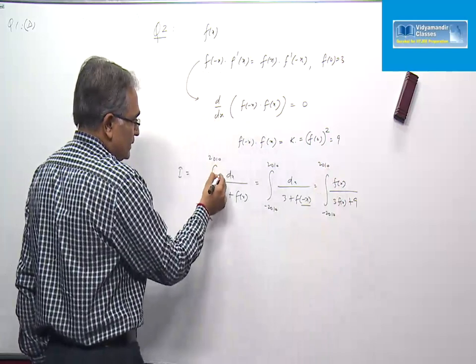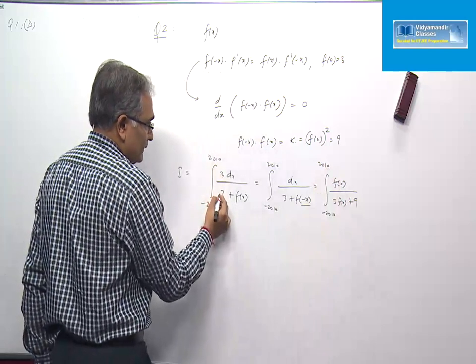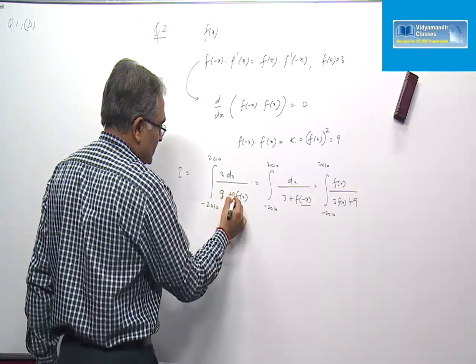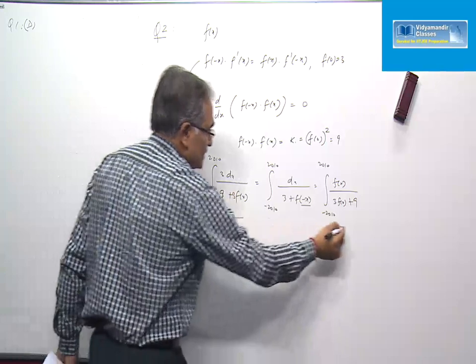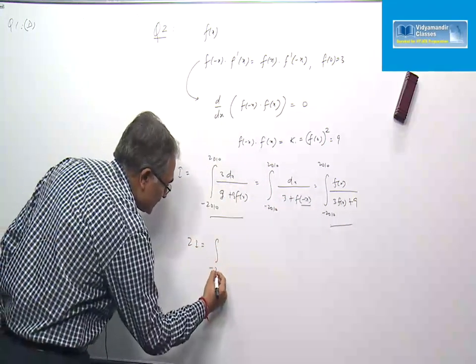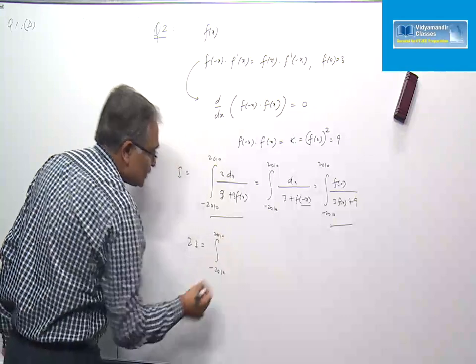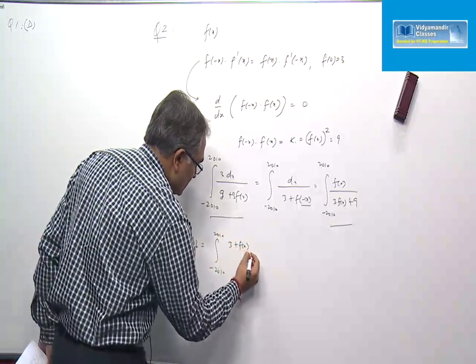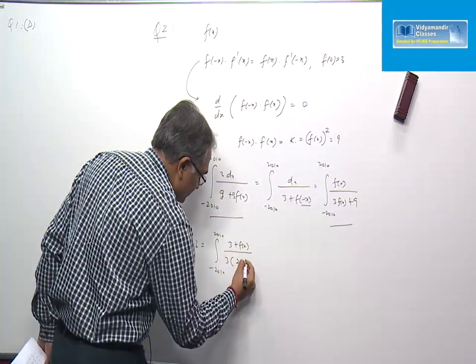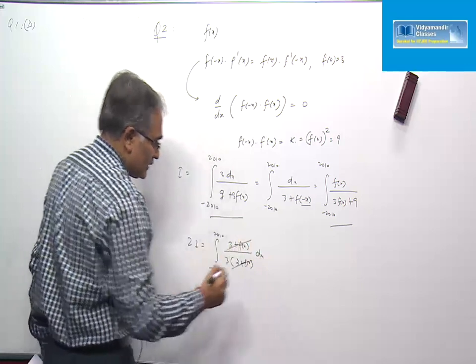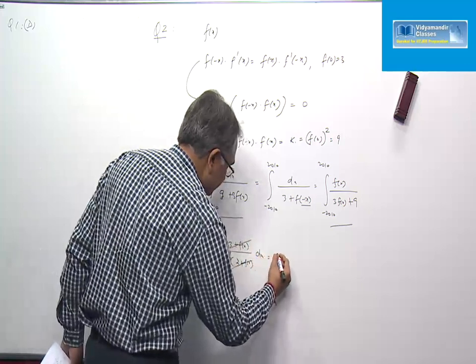Multiplying with f(x) in numerator and denominator, that is 9 plus 3f(x). This is also I. Adding these two I's, you will be left with 2I equal to the integral from -2010 to 2010 of (3 plus f(x)) by thrice common (3 plus f(x)) dx, that is 1/3 of 4020.